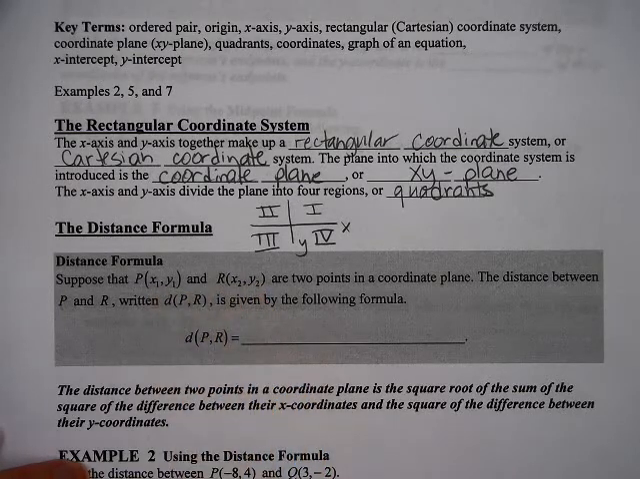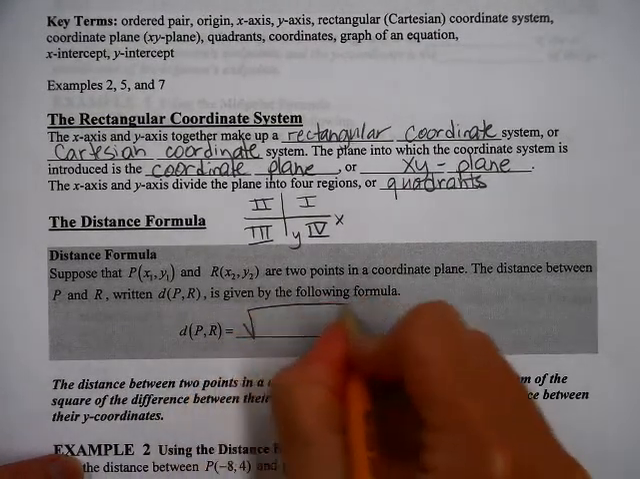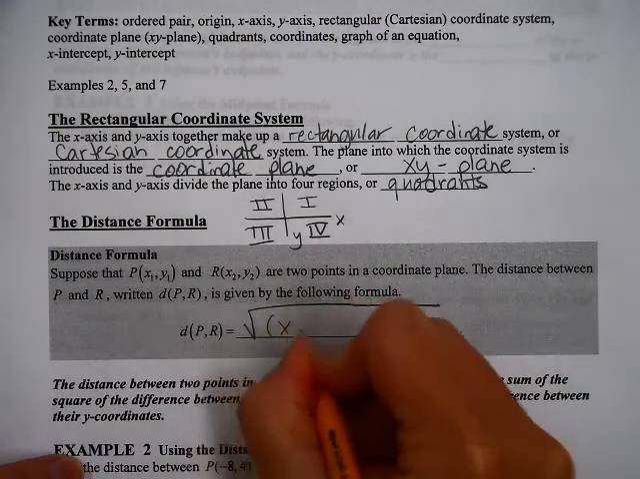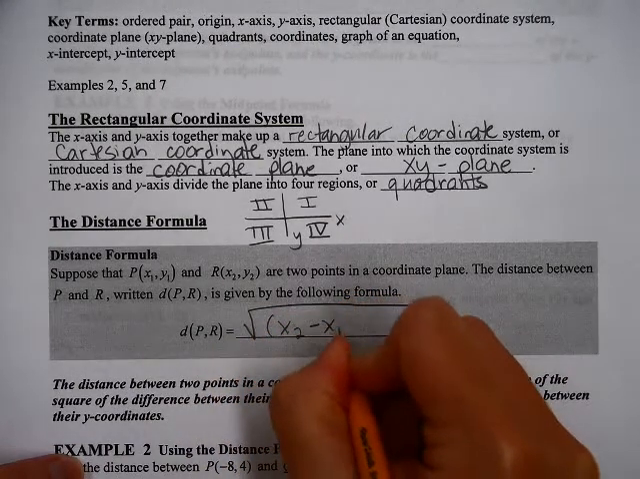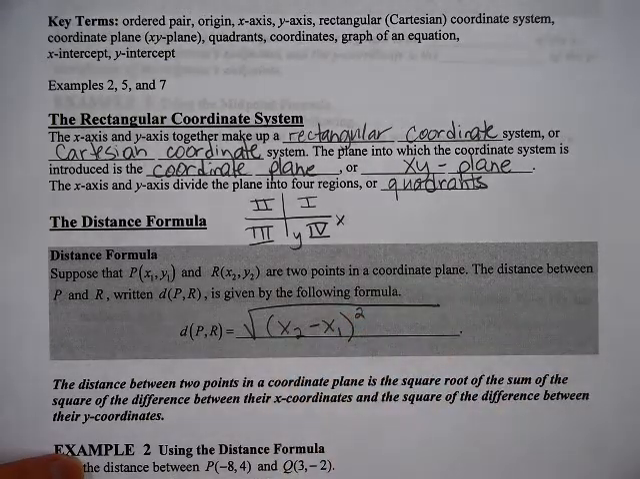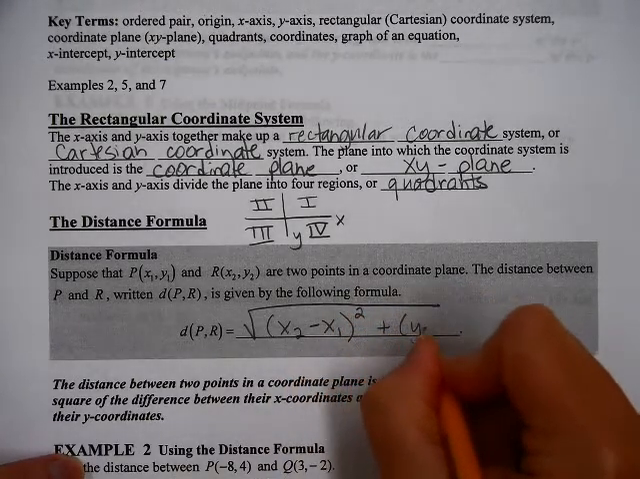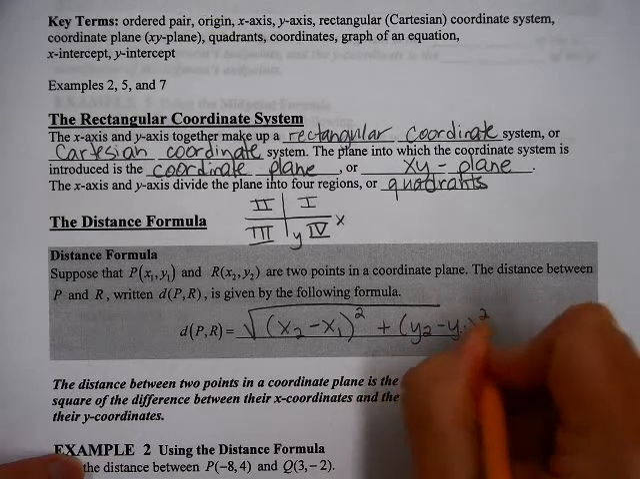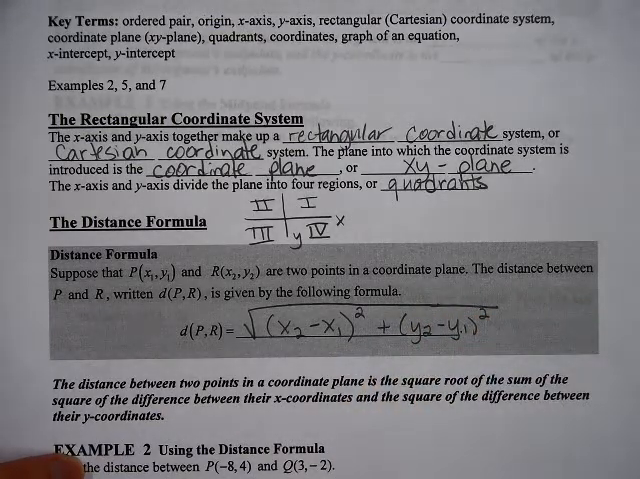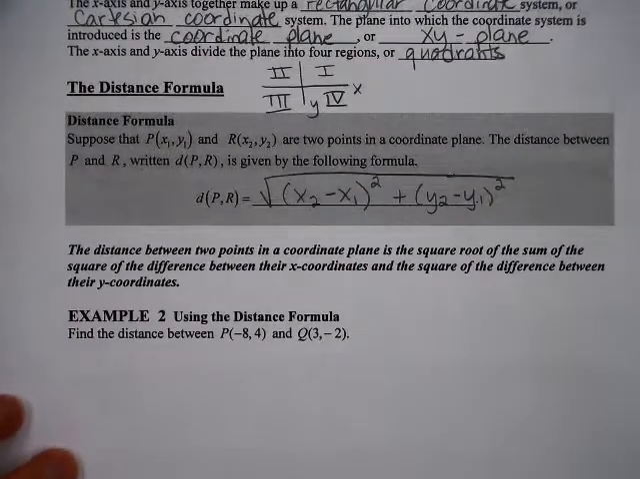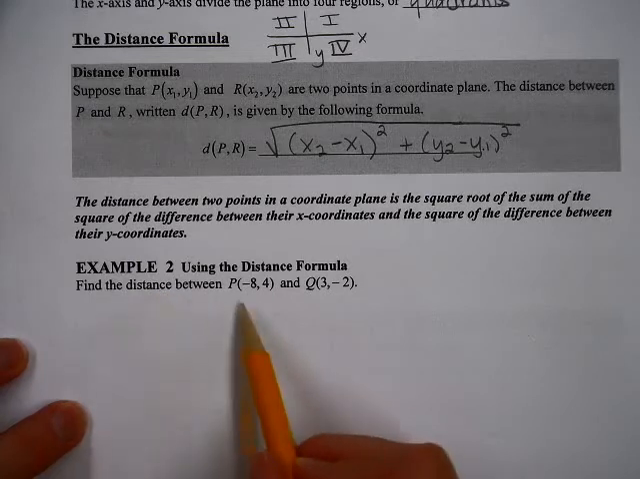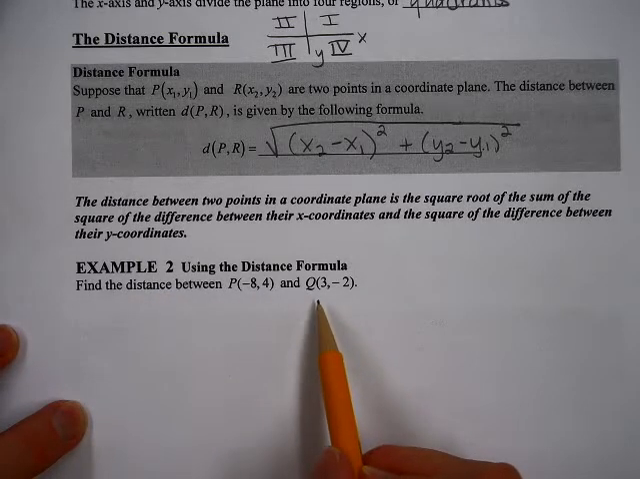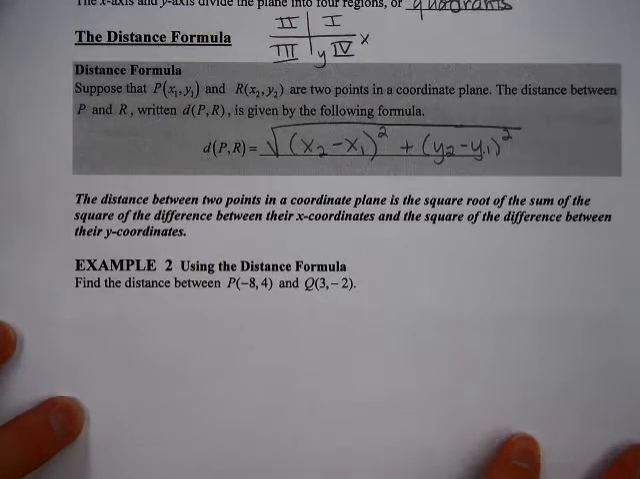If we are given these 2 points and we want to find the distance between these 2 points, the formula for that is the square root of x2 minus x1 squared plus y2 minus y1 squared. So let's look at an example of how we can figure out the distance. Let's look at this example. Find the distance between the points negative 8, 4 and 3, negative 2.